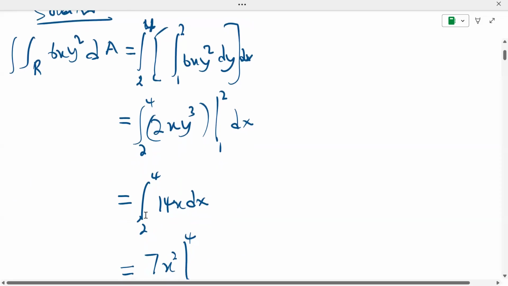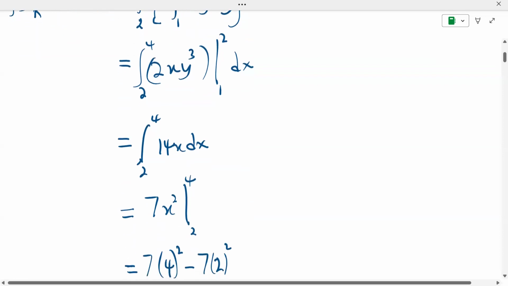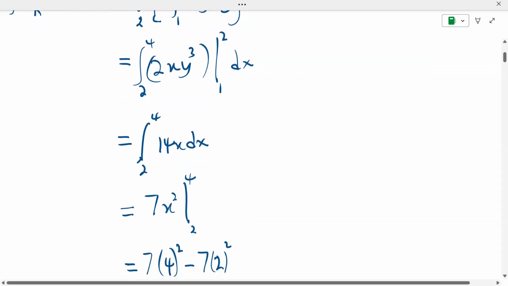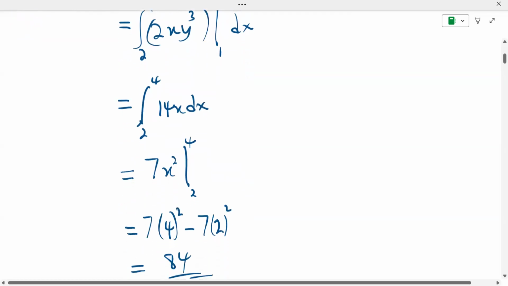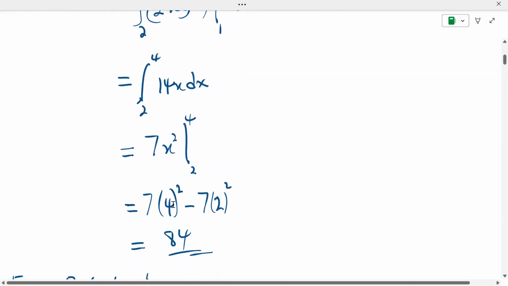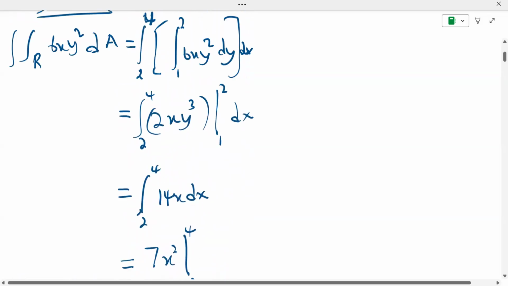So the next is that we are now going to integrate with respect to x. We have our 14x, so we add 1 to the power, we get x squared, 14 over 2, so we get 7x squared within the interval given, 2 to 4. And when we compute that, when we put in 4 here, 4 squared times 7, then we put in 2 squared times 7, and so we shall get 84. So that's how we go through that.